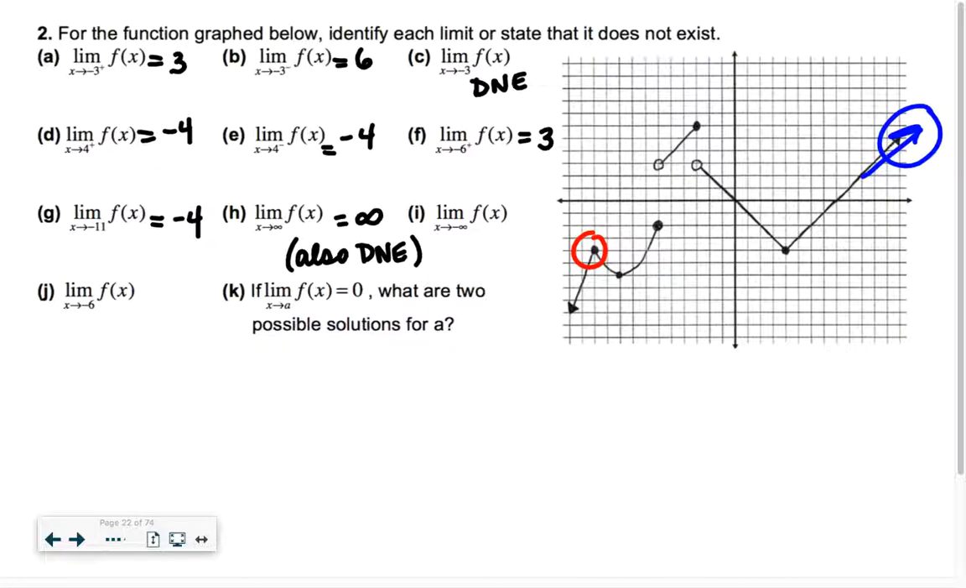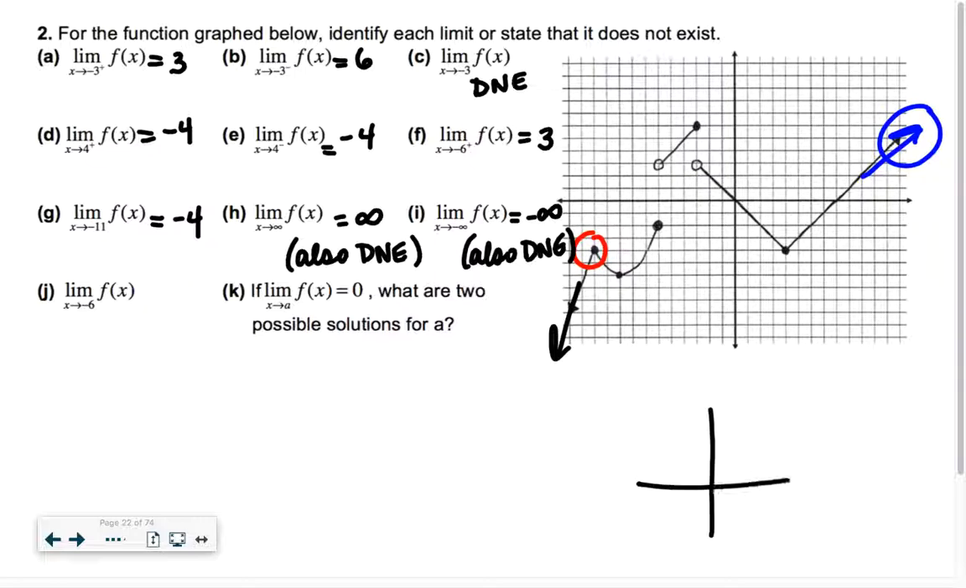So sometimes the AP test on the multiple choice, sometimes it will say does not exist. Sometimes it will be more specific and say infinity. So you have to know the difference between those. Yeah, same with negative infinity. So the next one is negative infinity because we're going down, and that could also be D and E. Now, I tend to pick the more specific example, and I'll make sure on the test I say that. If it's infinity or negative infinity, make sure you put infinity or negative infinity.